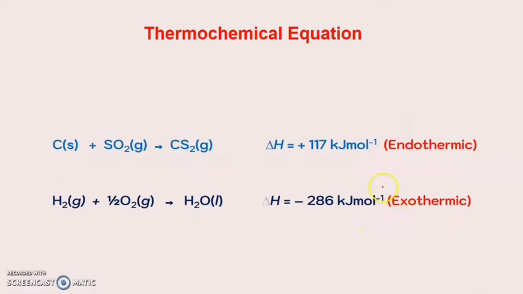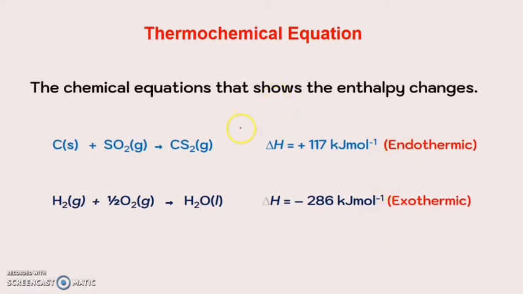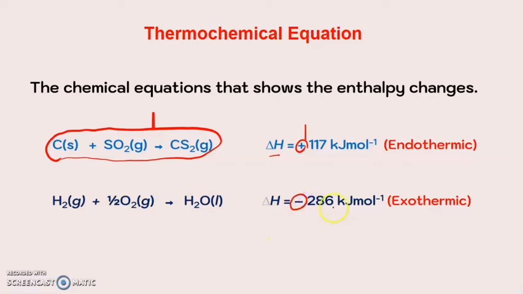Next, you will learn about the thermochemical equation. It is a chemical equation that shows the enthalpy changes. You already know this kind of chemical equation, but when it comes with the enthalpy change or delta H, we call it thermochemical equation. As we know, if the enthalpy change is positive, it is an endothermic reaction, while the second example is the thermochemical equation of exothermic reaction, as it has negative value of enthalpy.